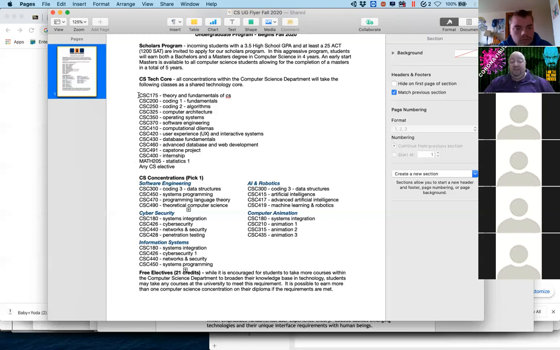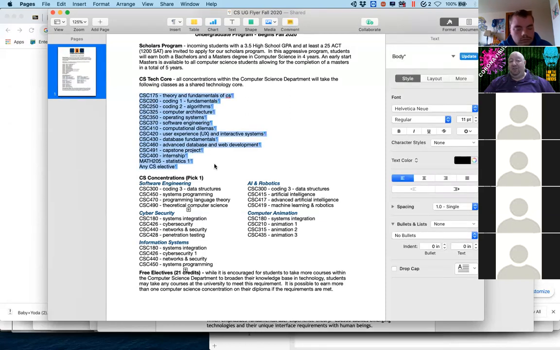Basically, as a computer science major in the new catalog, you take all of these classes. Notice that 150 is missing, so you do not have to take 150 anymore. Sorry, I can't take that class back from you. Because the new major comes with 21 free electives, now you technically would have 18 free electives because you burned one of them on 150. Again, nothing I can do about that now.